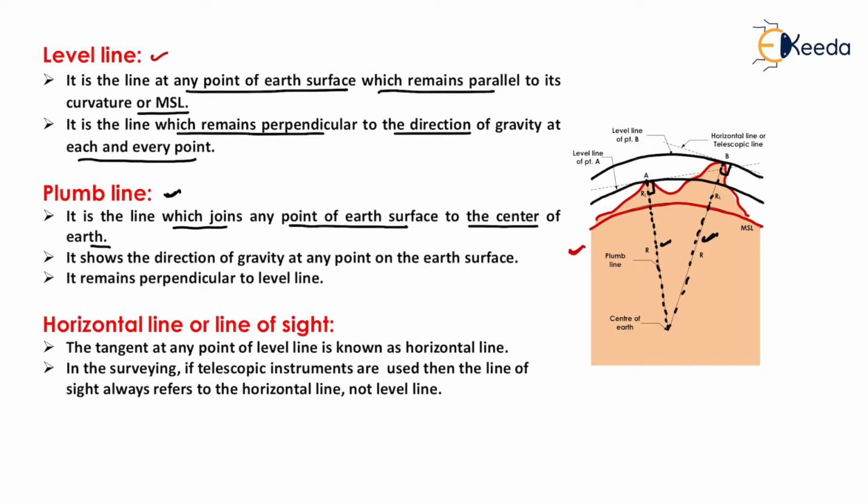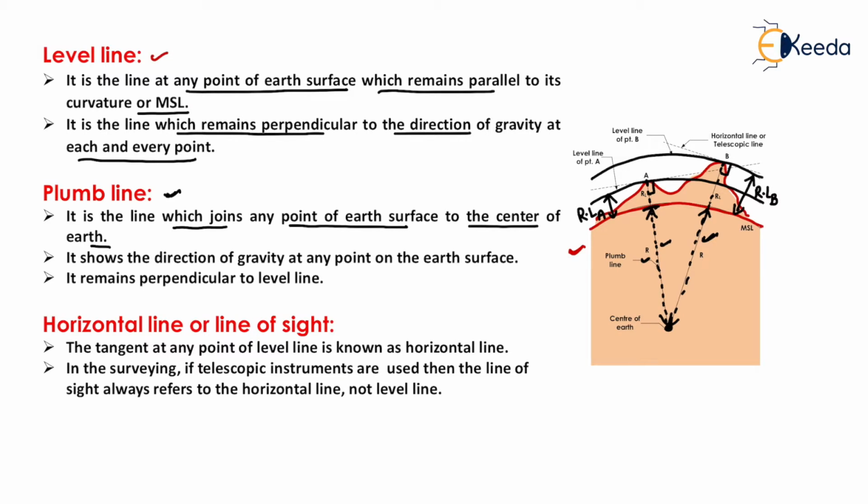Now this line generally joins any point on the Earth's surface to the center of the earth which is shown here. Now the length of this plumb line is known as radius of the earth which is shown as r up to the mean sea level. It means that up to this point the distance is radius of the earth like this. Now above mean sea level up to that point, this height will be known as reduced level of point A. Similarly, this height will be known as reduced level of point B. It is the elevation of the point from mean sea level.